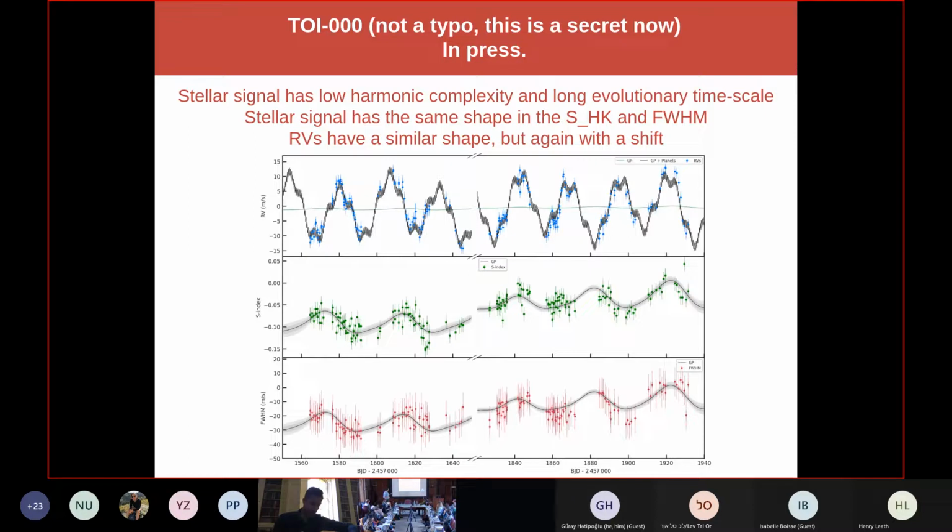And it's really fun how the stellar signal has exactly the same shape in the S-index, in the full width at half maximum, and in the radial velocity. But the radial velocity signal is really small because this star has a lot of planets, so the planetary signals are more.